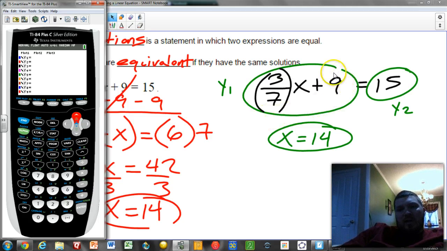What we're going to do is look at the left-hand expression, 3/7 x plus 9. We're going to put that in y1 in our calculator. And our right-hand expression, the constant 15, we're going to put that in y2 in our calculator, and we're going to see that we're still going to get the exact same answer, x equals 14, but we're going to do this by graphing. Now, I'm using the TI-84 Plus C Silver Edition.